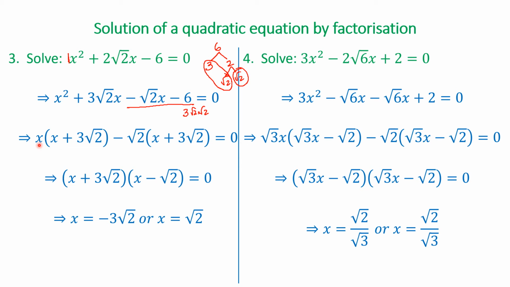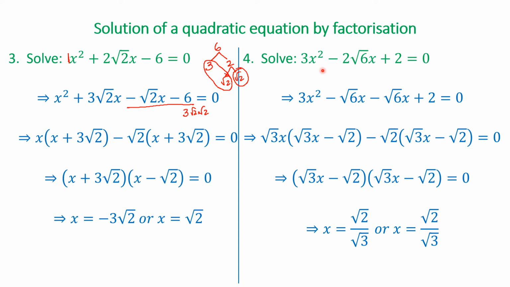You can check over here. x into x will give you x squared. x into 3 root 2 will give you 3 root 2x. Minus root 2 into x will give you minus root 2x, and minus root 2 into 3 root 2 will give you minus 6 is equal to 0. Again, the common bracket comes out first, and in the next bracket you are left with x minus root 2 is equal to 0, which will give you x is equal to minus 3 root 2, and from the second bracket you will get x is equal to root 2.